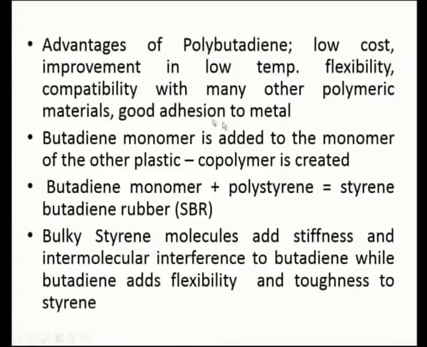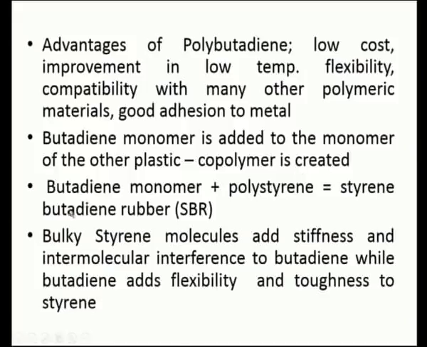Polybutadiene is used better than natural rubber. Butadiene monomer is added to the monomer of other plastics. So, you can use butadiene with any other monomer unit to make a polymer, which is called a copolymer. Butadiene monomer plus polystyrene will give styrene butadiene rubber, generally known as SBR, which can be produced as a copolymer. The bulky styrene molecule adds stiffness and intermolecular interference to butadiene, while butadiene adds flexibility and toughness to the styrene.